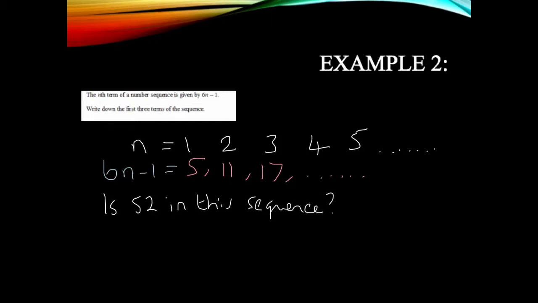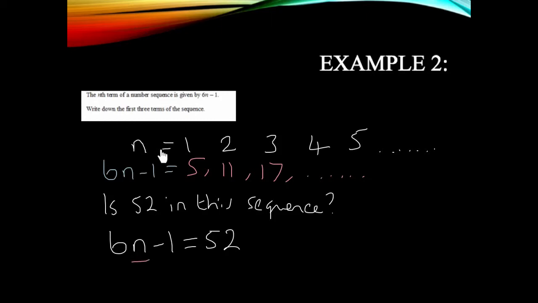Okay, how might we go about working this out then? Well, if 52 was in the sequence, then if I did 6n minus 1, I'd want 52 to be an answer. So 6n minus 1 equals 52. Now, this can only work if n is a whole number.